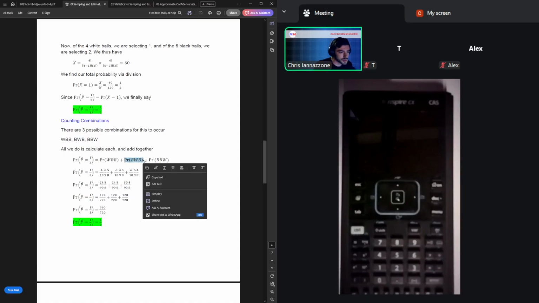Exact same logic for the other two. They will all end up being the same thing, oddly enough. How rare is that?